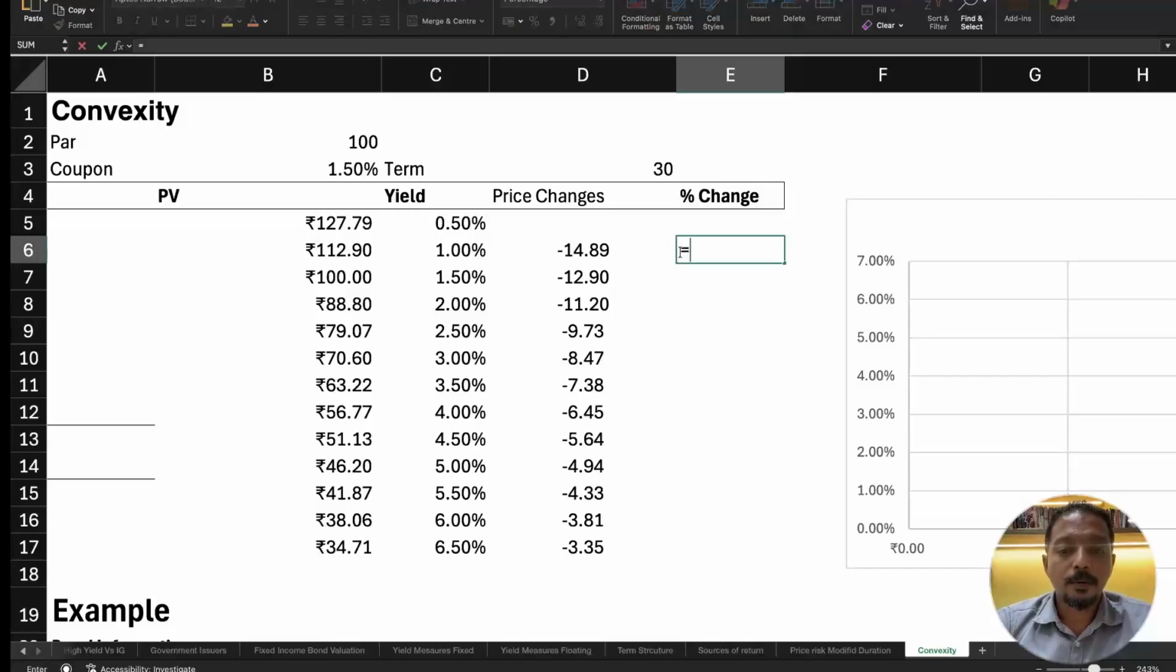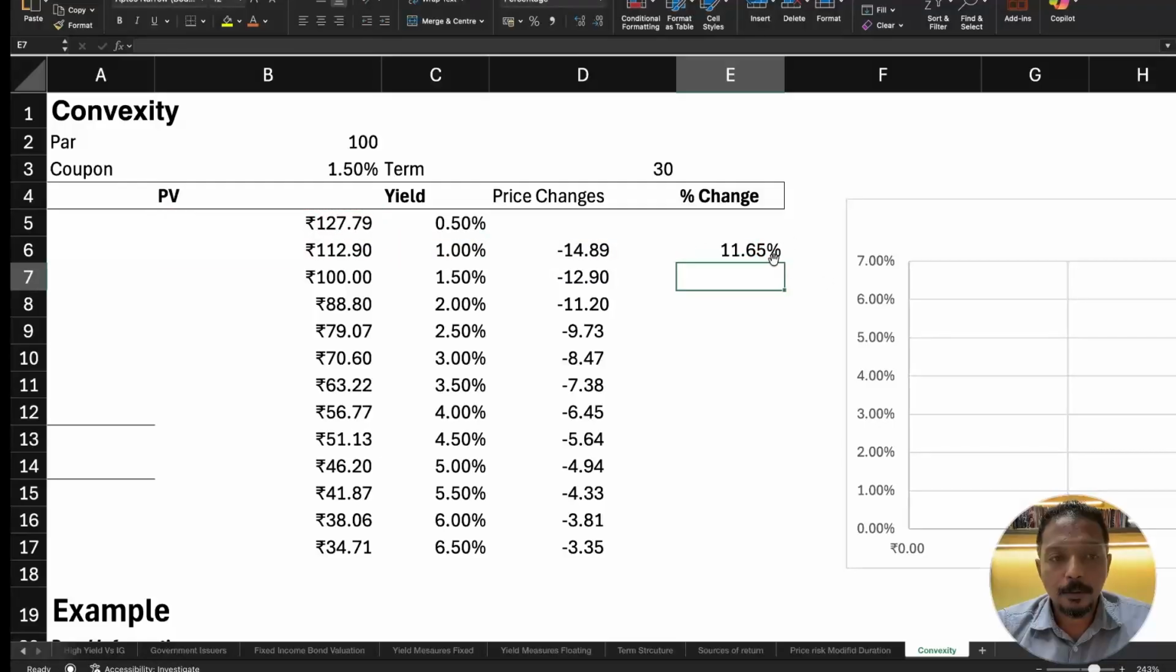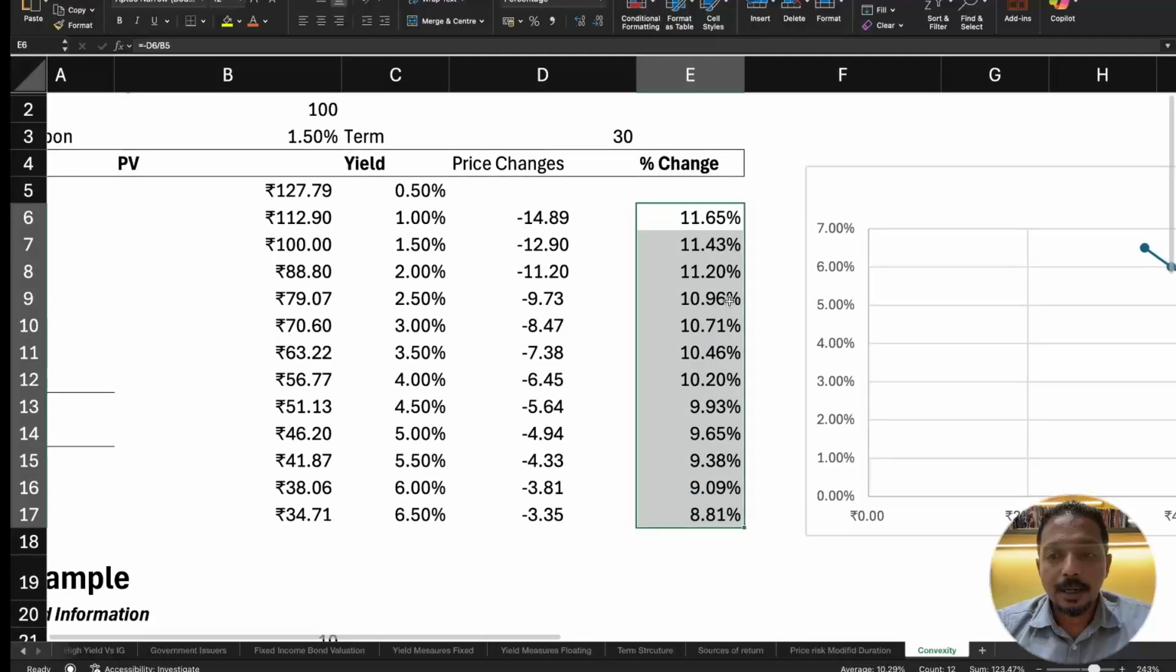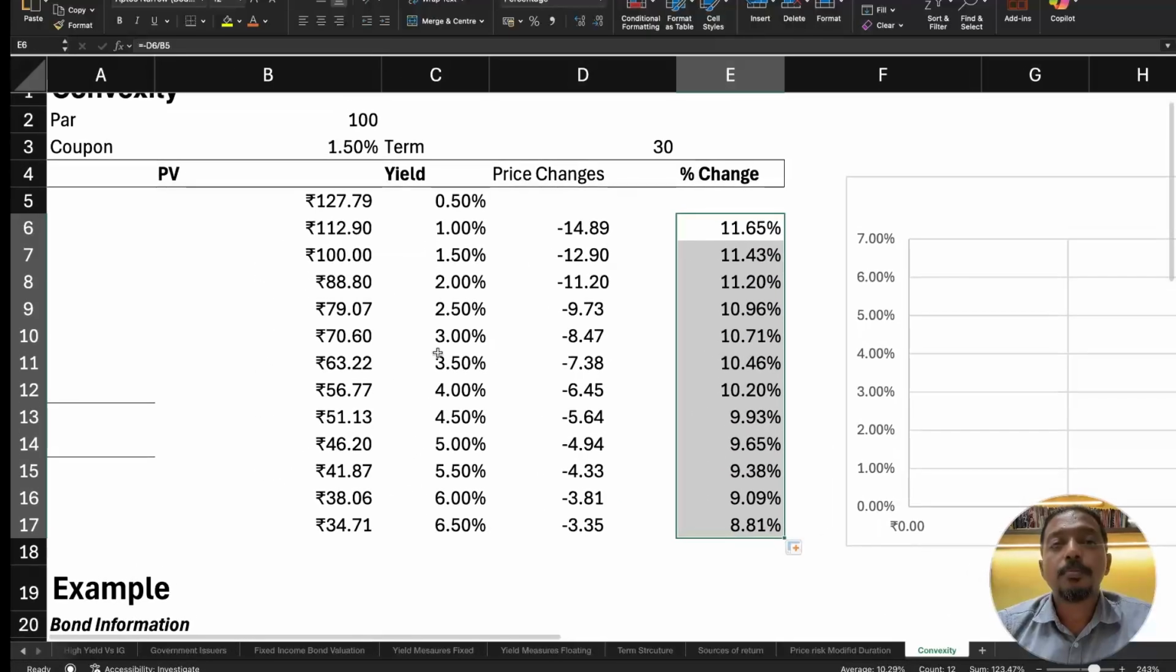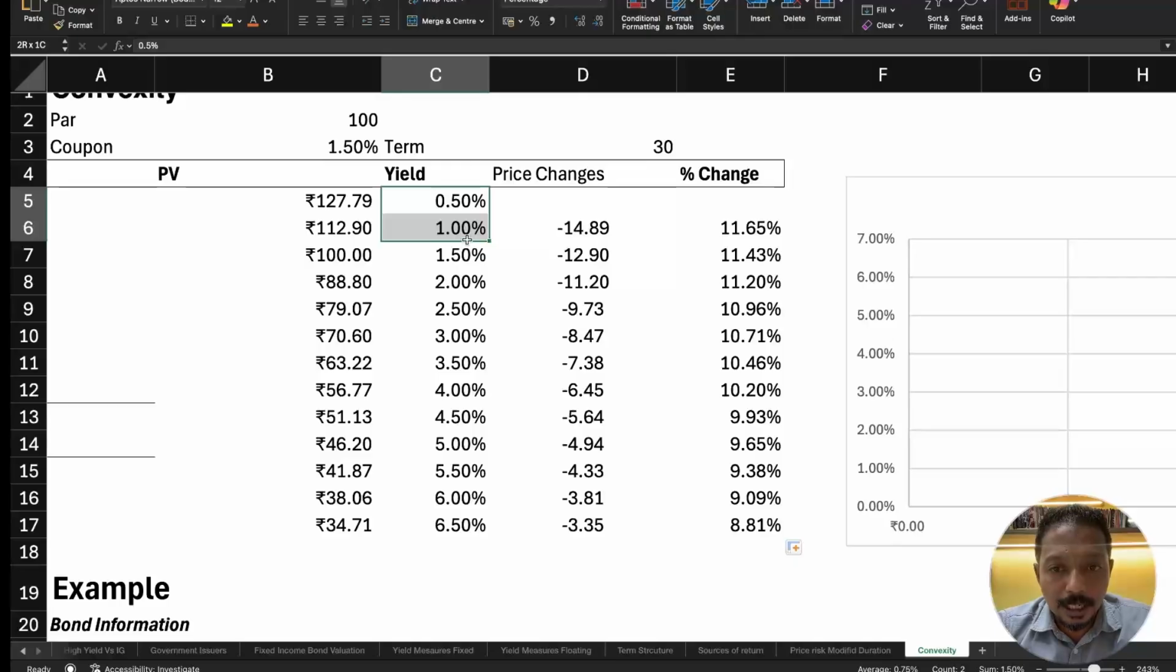And if you want to look at it from a percentage change, if I divide this 14.89 over the initial present value price, then this is 11.65%. And if I double click it, then I get the various price changes. Before we look at the chart, what we need to look out for is that on every 50 basis point change in yield, the percentage change is not linear.